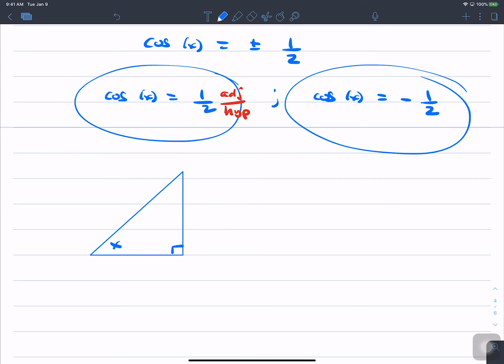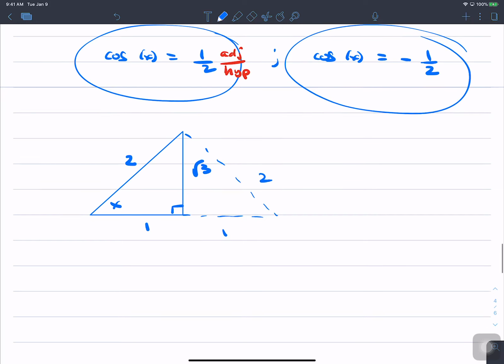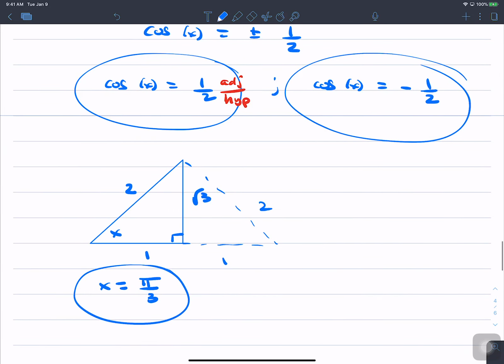So here's x. And my adjacent side, adjacent means next to, is 1, 2. And what you guys will recognize is this will be the square root of 3. And more importantly, the special triangle you're talking about means x will be, looks like it's 60 degrees, or pi over 3. Now, this is my reference angle.